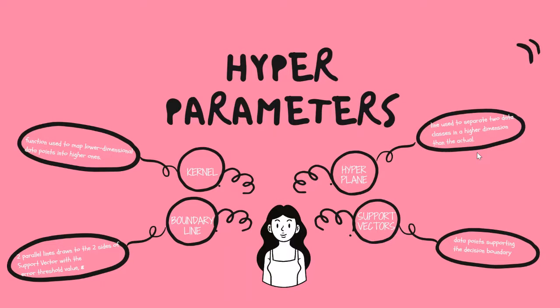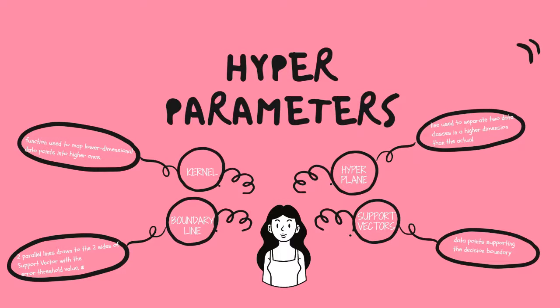Now, let's look at what the hyperparameters of support vector machine are. Before that, what is a hyperparameter? A hyperparameter is a parameter that is set before the learning process begins. These parameters are tunable and can directly affect how well a model trains. Hyperparameters are adjustable parameters you choose to train a model that governs the training process itself.